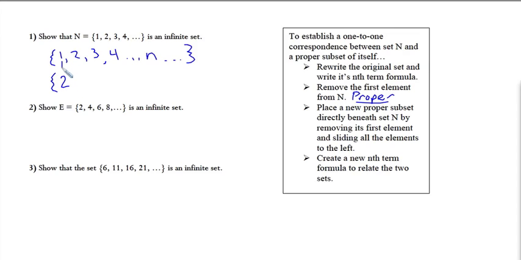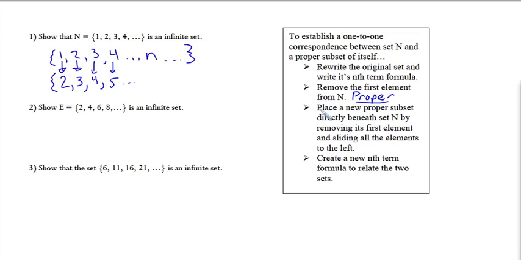Okay, so what we're doing here is creating that one-to-one correspondence. The 1 will correspond with the 2, and we know this set is not going to be equal because we're missing the 1. Next, we're going to correspond the 2 with the next element in the set, the 3. The 3 will correspond with the 4. The 4 will correspond with whatever the next term in the set is, which is 5.